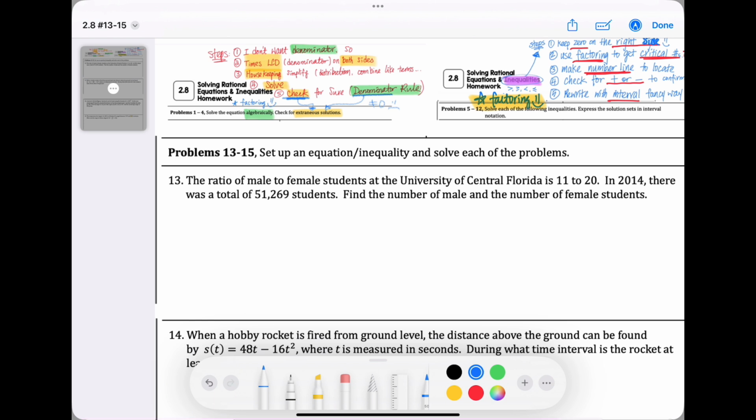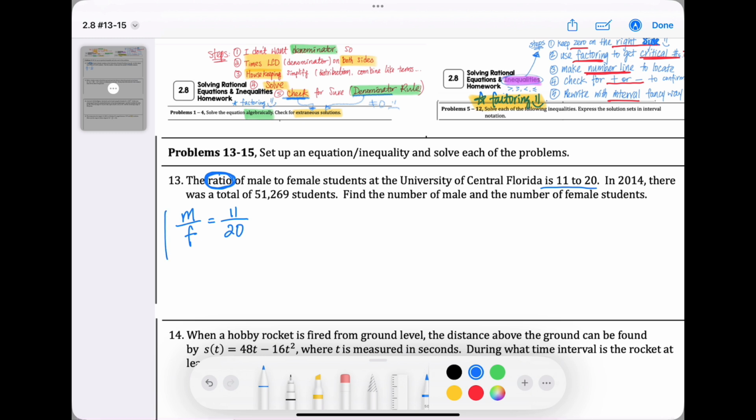You do know that we are math people. The ratio gives us the information. The ratio is something over something. It's a fraction, right? So it tells us the ratio of the male to female. So if I say male over female, that is equal to 11 to 20. Now they say that there are a total of 51,269 students. Find the number of male and the number of female.